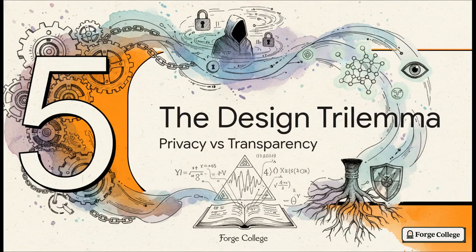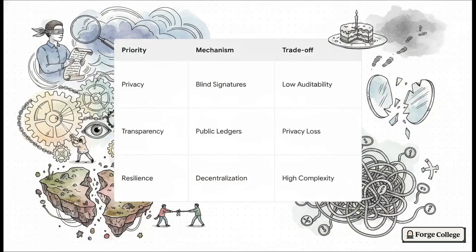Section 5, the design trilemma, privacy versus transparency. When we map out these mechanisms, we quickly realize, hey, you can't have your cake and eat it too. Every single choice has a cost. If you prioritize privacy with blind signatures, your trade-off is a loss of auditability. It becomes way harder to catch bad actors. If you prioritize transparency with public ledgers to stop fraud, well, you lose your privacy completely. And if you prioritize resilience through decentralization, the trade-off is just massive, massive systemic complexity.